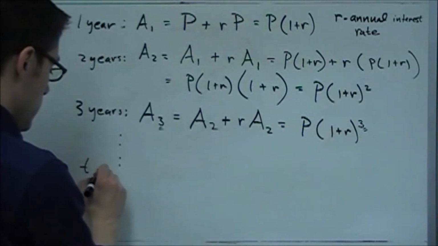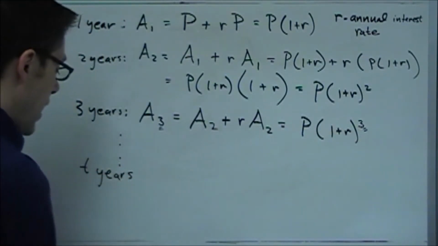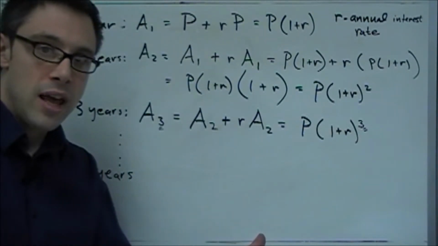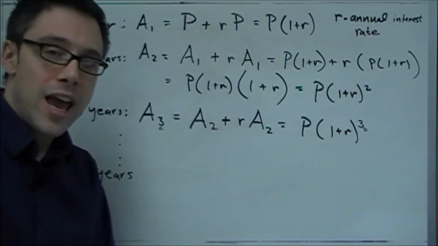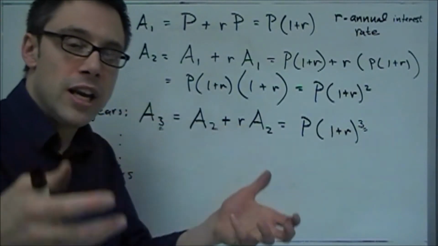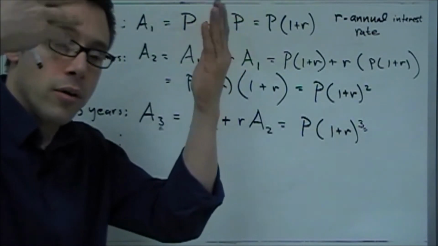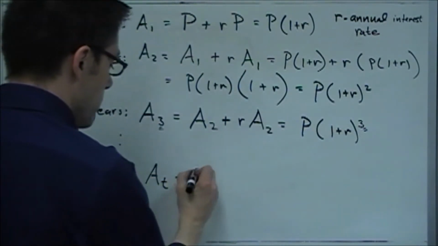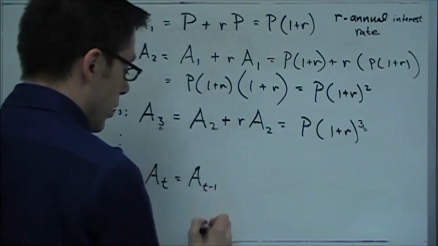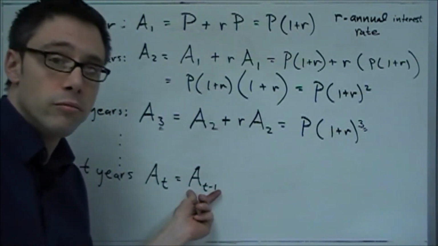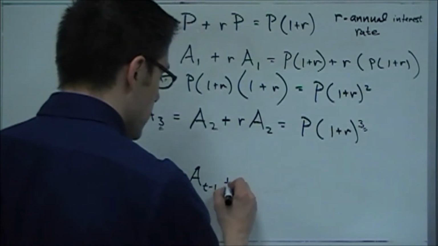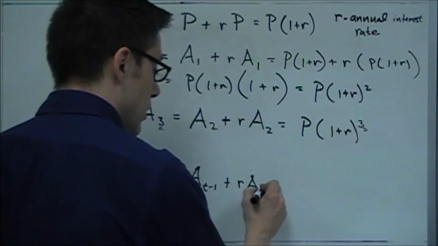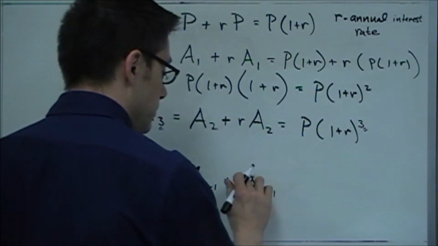So after T years, if I have this principal sitting in the account, and I'm earning interest on every subsequent step, I'm earning interest on what was in the account the previous year. Right? If that's true, then A sub T is going to be the amount that was in the account the previous year, which is just A sub T minus 1, plus some amount that's earned on the previous step. So it's R times A sub T minus 1.